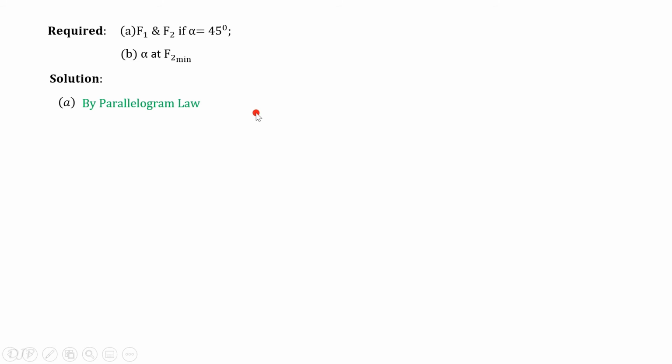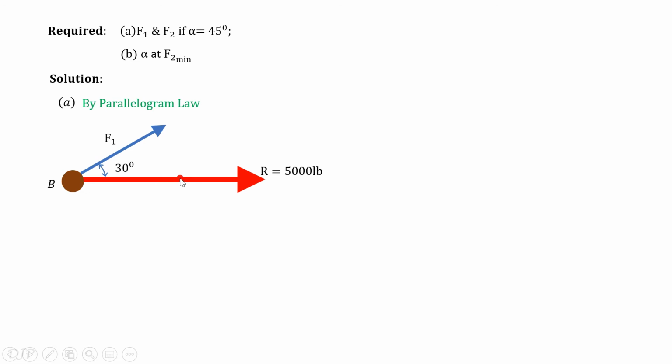By parallelogram law, let's draw first the situation in the problem. Let's idealize the barge as a particle represented by point B, a point that is just enlarged. And then let's draw the given forces. So we have the resultant acting along the horizontal and also the inclination of F sub 1, which is 30 degrees. To draw F sub 2, we should draw it in such a way that we'll be able to form a parallelogram shape. So F sub 2 is this arrow defined by angle alpha.